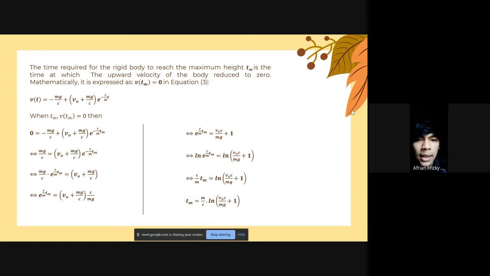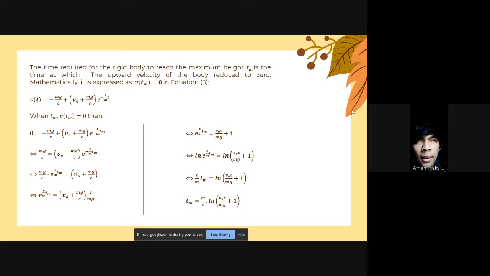Mathematically, it is expressed as V(tm) equals zero. We consider the previous equation and modify the constant to V0 plus mg over c. Then, letting V(t) equal 0, we get 0 equals minus mg over c plus (V0 plus mg over c) times exponential of minus c over m tm.